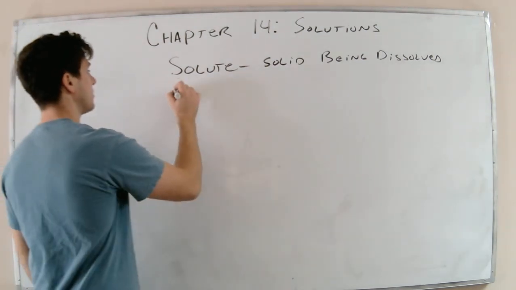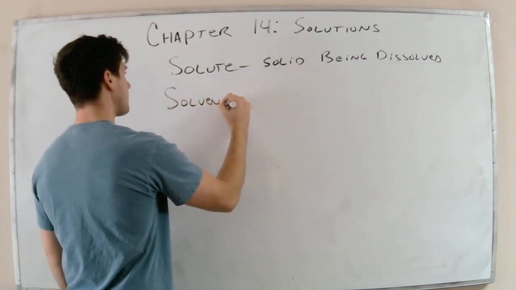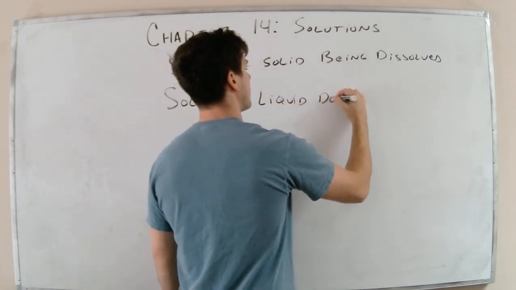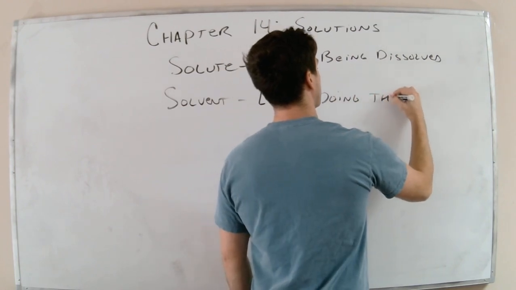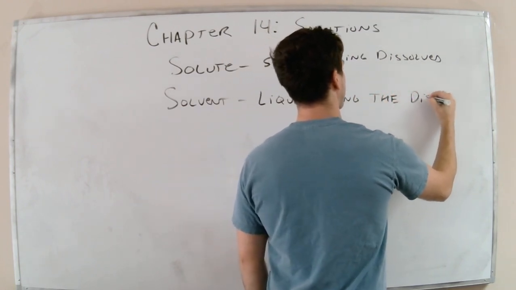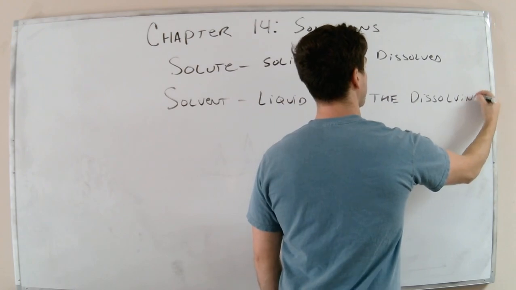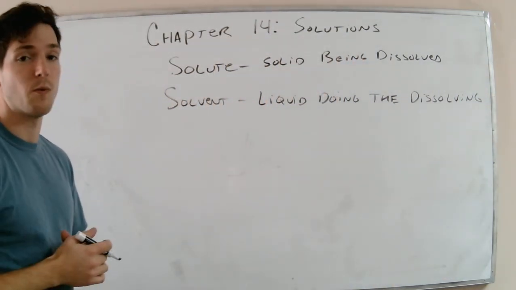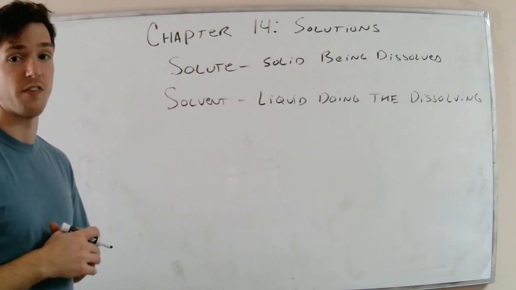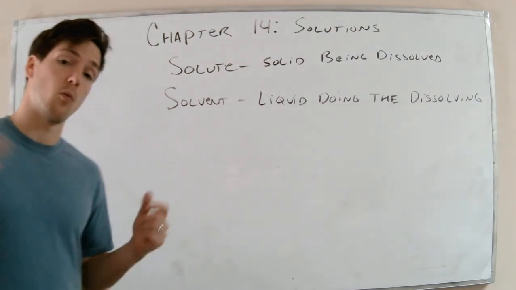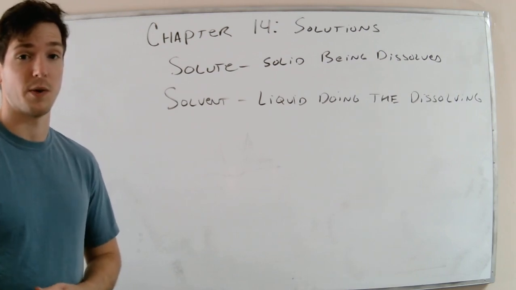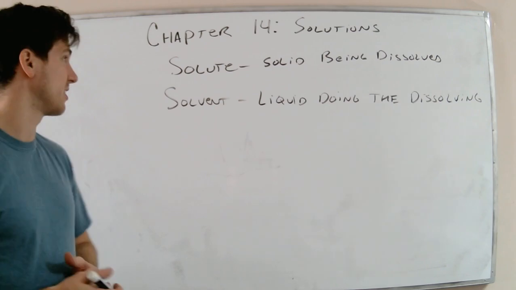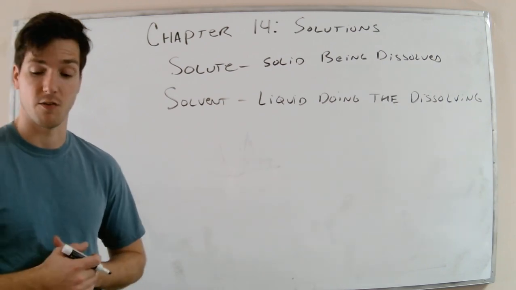The next thing is the solvent. It is usually the liquid doing the dissolving. So in my previous example, when I said the salt was being dissolved, the salt was the solute, well then the water is the solvent. It is the liquid that is dissolving the salt. Water is this amazing liquid that is actually one of the best dissolvers that we have, and it's just amazing that it doesn't dissolve our skin, really.